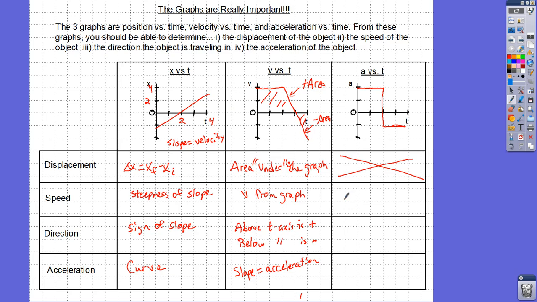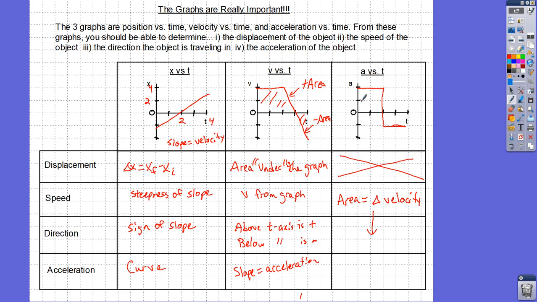So we know that with velocity versus time, the area is equal to the change in position, or displacement. So the area under an acceleration versus time graph is equal to the change in velocity. Which, in terms of speed and direction, means we need some more information. You can't just look at an acceleration graph and tell which direction it's going or how fast, but you do know how much it's changing.